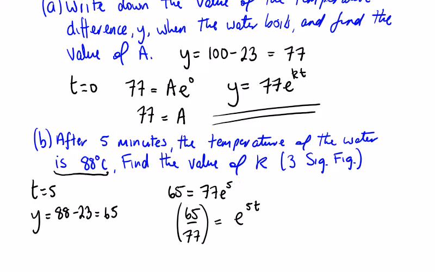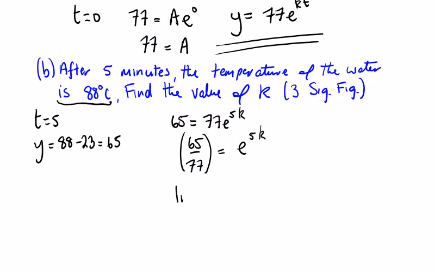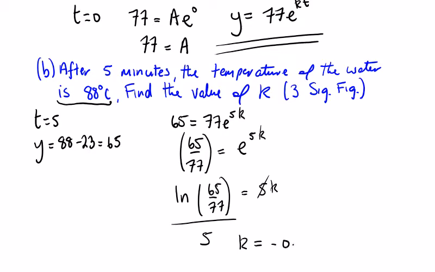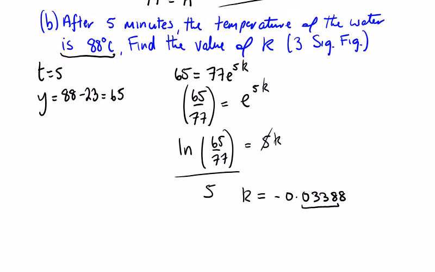So we're going to take the natural log of both sides here. I should have put K, not T. We could use logs, but the natural log is easier in this case. The natural log of 65 over 77 is equal to 5K. If I just divide this by 5 and cancel my 5 here, I have K. So K is equal to minus 0.0339, which is minus 0.3388 divided by... sorry, 0.0339 to 3 significant figures. K is equal to minus 0.0339.